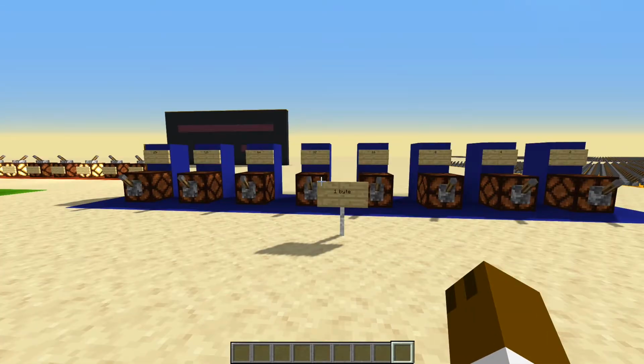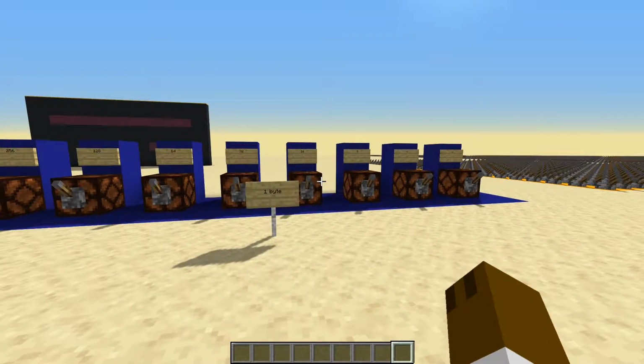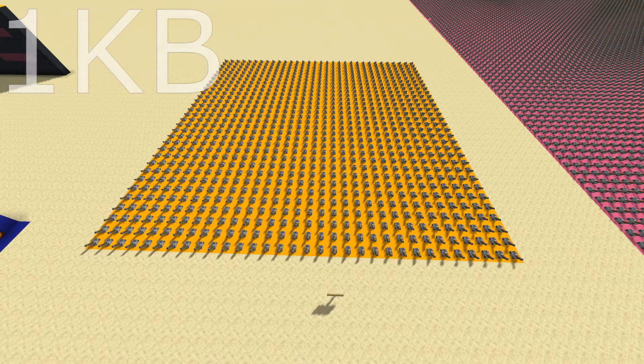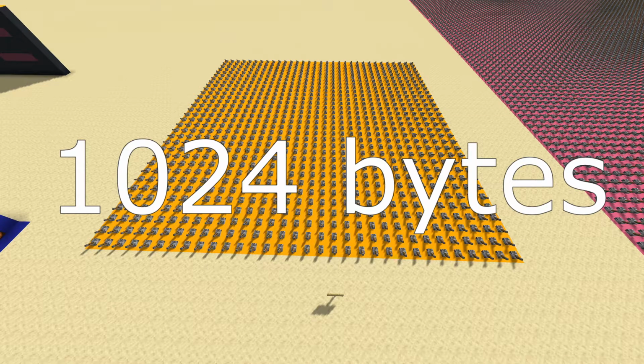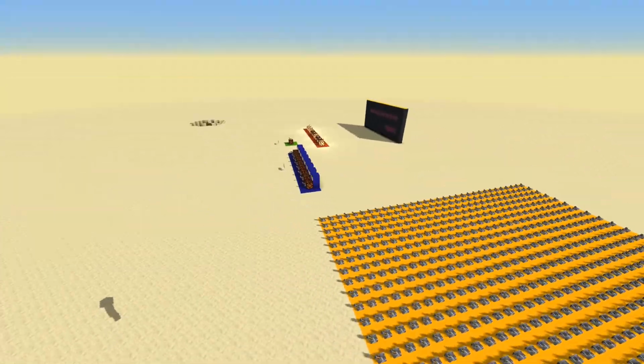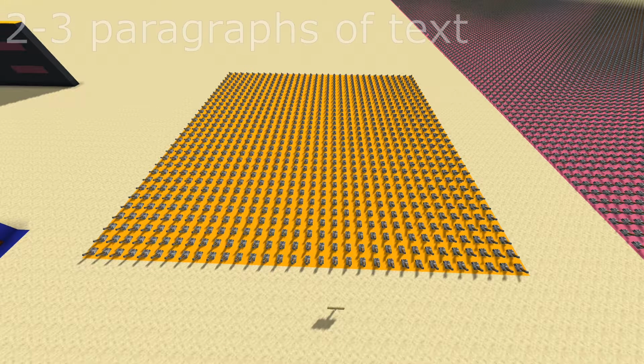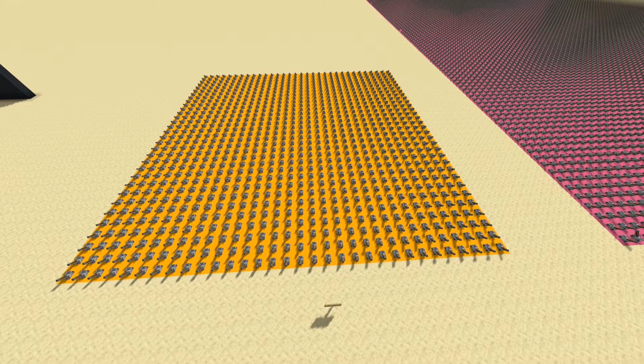For the rest of this video, I'm going to be referring to this thing called bytes. Okay, so no, not bits, but bytes. This is 1 kilobyte of storage, but it's also 1024 bytes of storage. So each of these levers represents one of those. So that's a lot, just 1024, but it gets worse from here. With a kilobyte, you can write about 2 to 3 paragraphs of text, so not that much. Anyways, enough of this kilobyte nonsense.